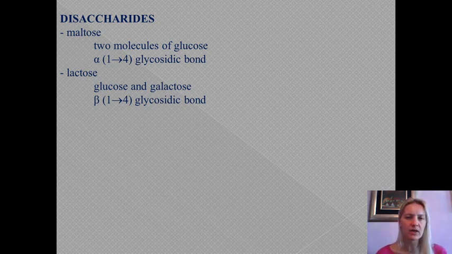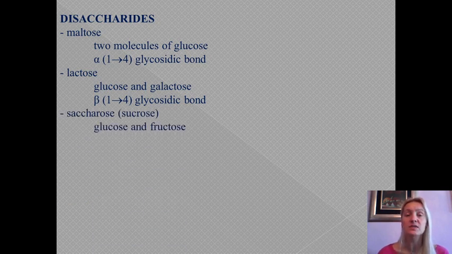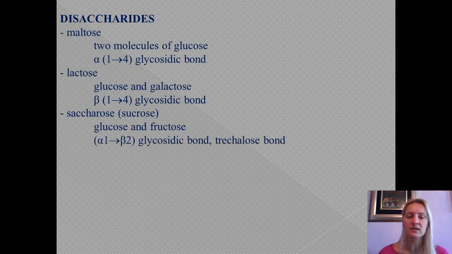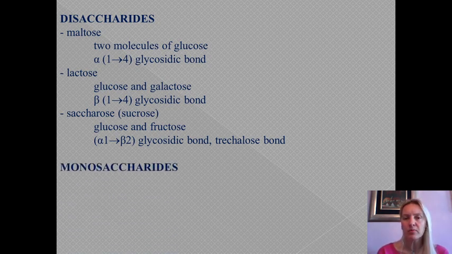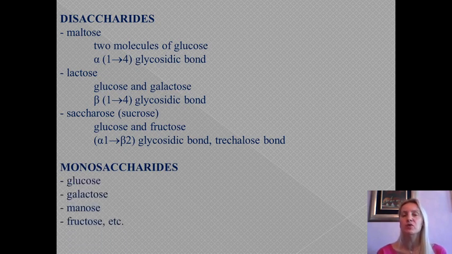One disaccharide which is really, I think, the most common sugar taken throughout diet, exactly, it's saccharose or sucrose, containing glucose and fructose molecule connected by alpha-1 beta-2 glycosidic bond or trehalose bond. And of course, there are a number of monosaccharides found in our food like glucose, galactose, mannose, fructose, etc.